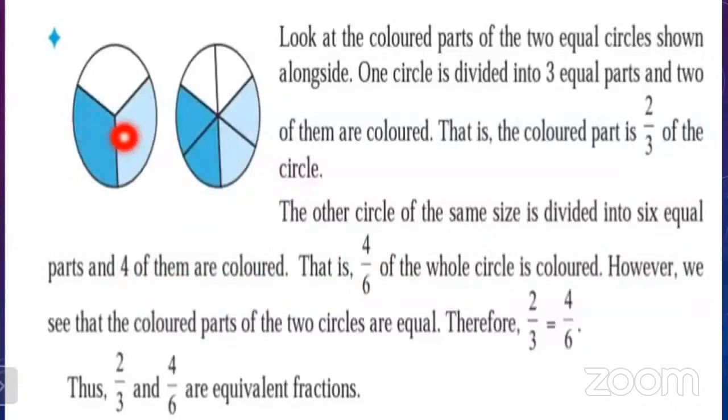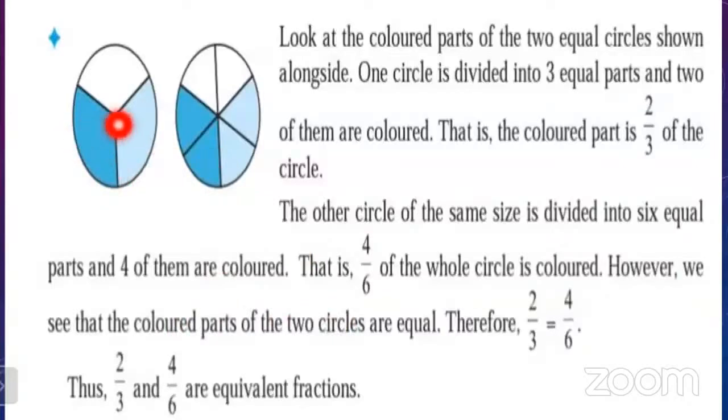If you observe the colored part of circle number 1 and circle number 2, both have equal colored parts. Although the circle has been divided into 4 parts, the colored portion of both circles is equal. So therefore, 2 upon 3 is equal to 4 upon 6, and thus 2 upon 3 and 4 upon 6 are equivalent fractions. That is why it is called equivalent.